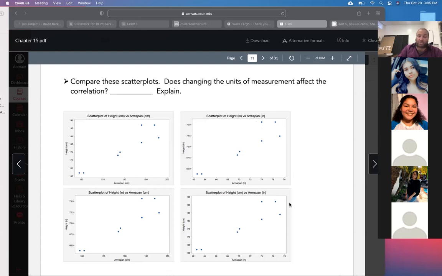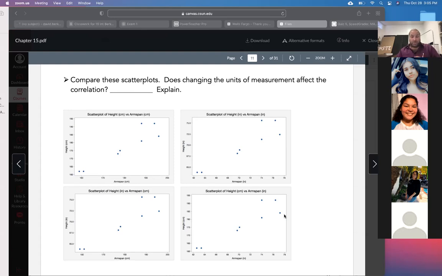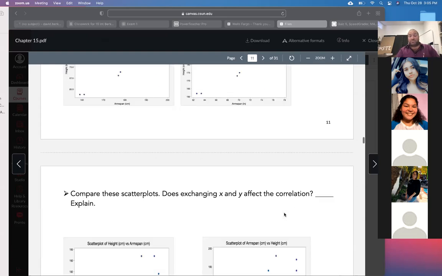What do you notice about these four scatter plots? They're all the same. And because they're all the same, even though the scales are different, it turns out that we get the same scatter plot and therefore the same correlation. Correlation does not depend upon units, and it does not depend on switching X and Y. You get the same results.